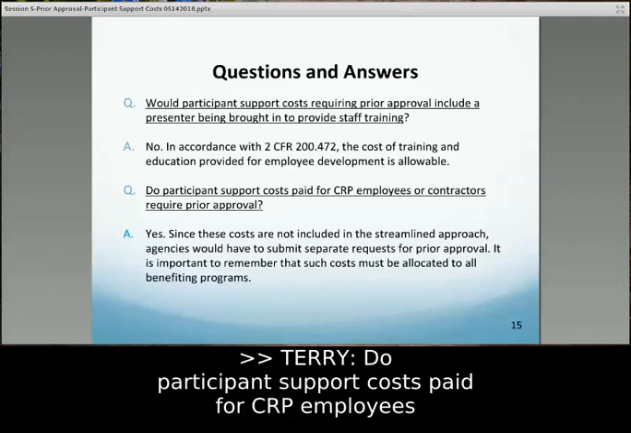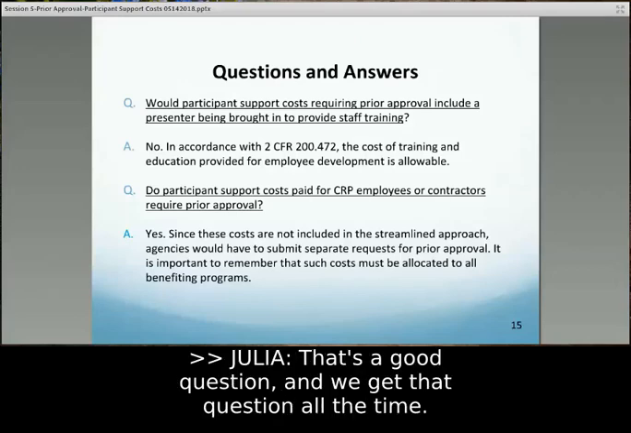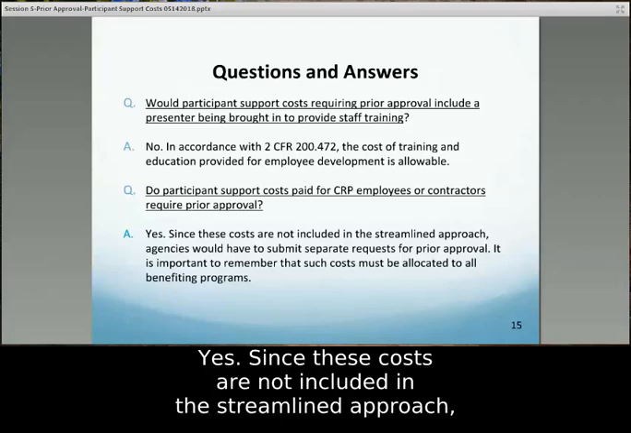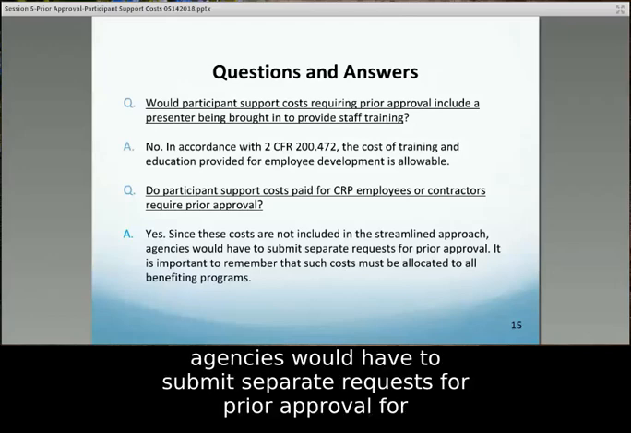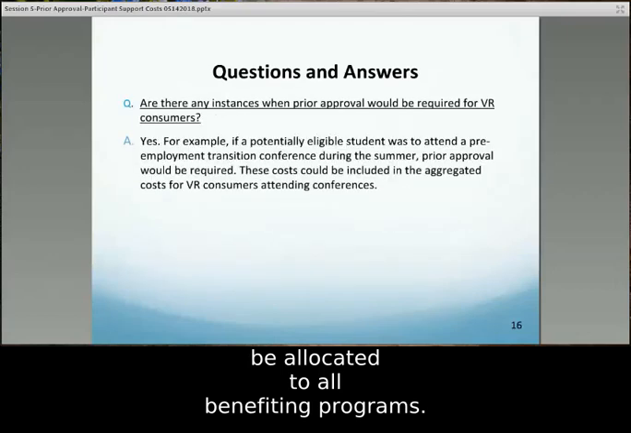Do participant support costs paid for CRP employees or contractors require prior approval? It's a good question, and we get that question all the time. Yes. Since these costs are not included in the streamlined approach, agencies would have to submit separate requests for prior approval for these instances. It is important also to remember that such costs must be allocated to all benefiting programs.